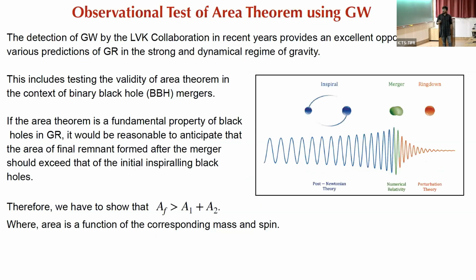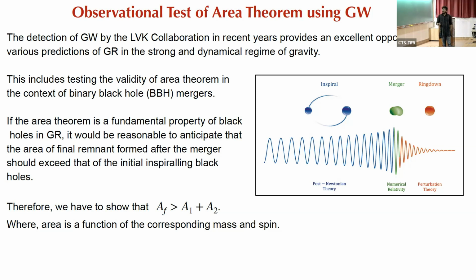How do you test it observationally? The detection of gravitational waves actually provides us a very nice framework to test not only this area law, but any strong field test of GR in general. So here is a cartoon for a typical binary black hole merger that we see at LIGO. Initially you have an in-spiral phase where you have two black holes far separated from each other. They merge and finally form a final remnant after radiating some energy in the form of gravitational waves.